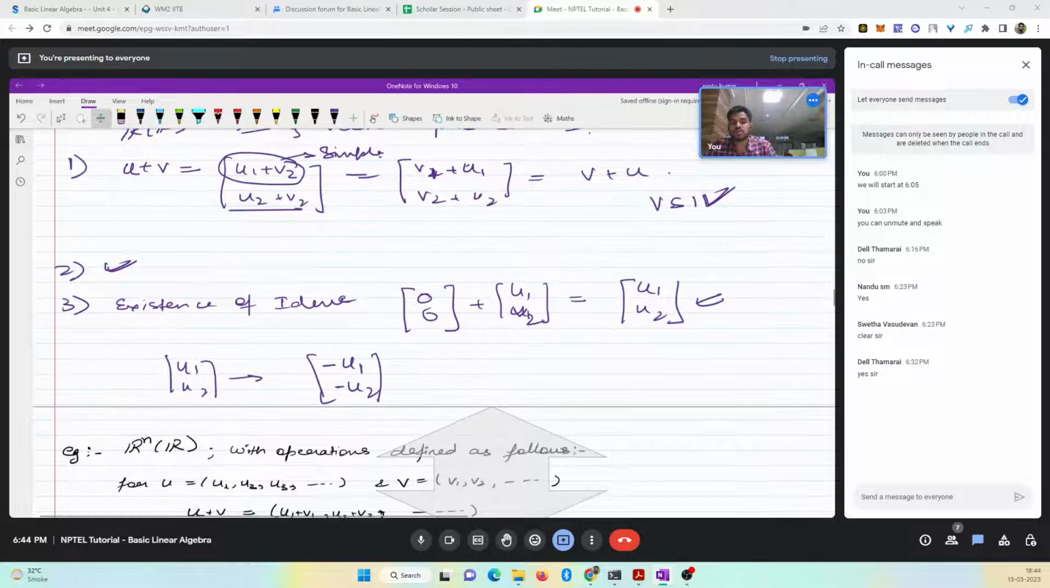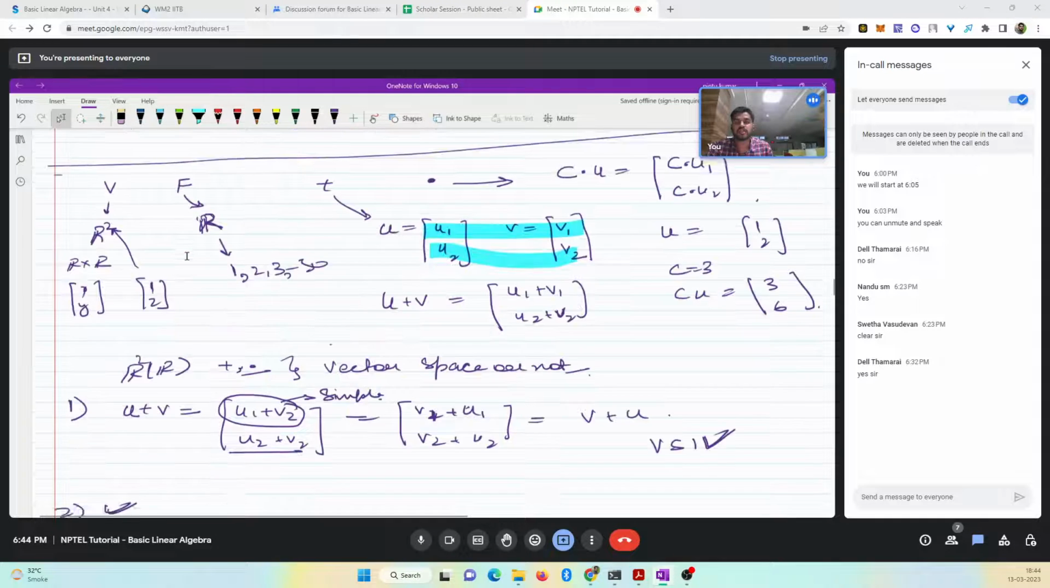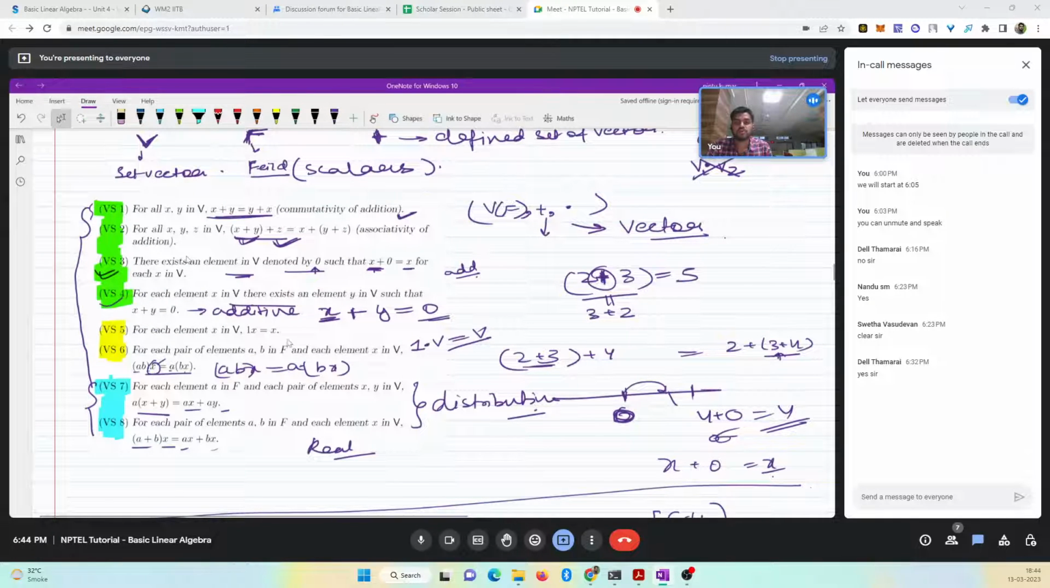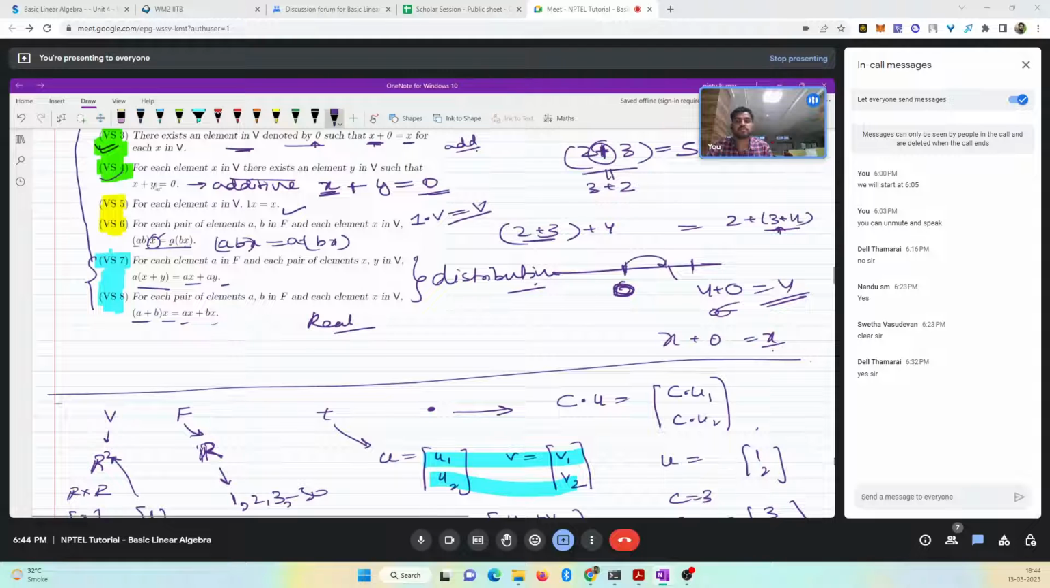Coming to the next property, that is our fifth property, the existence of multiplicative identity. You can take c equal to 1, and this satisfies the property that 1 into any u is 1 into u1 and 1 into u2. This is the same as u. And the other properties also follow easily for this case.